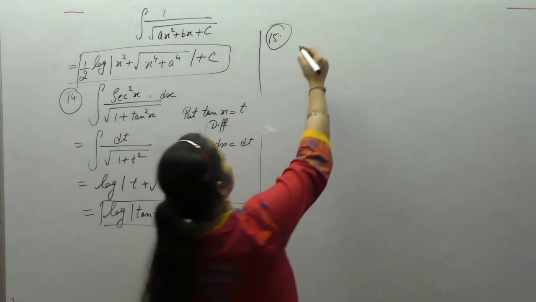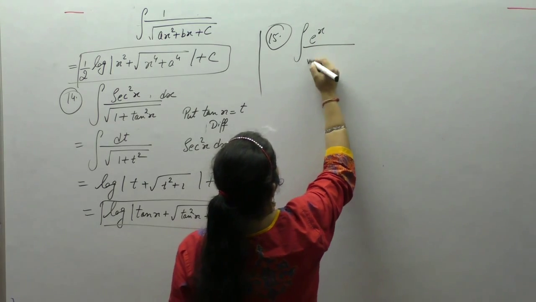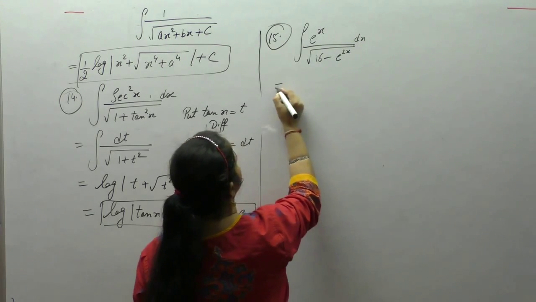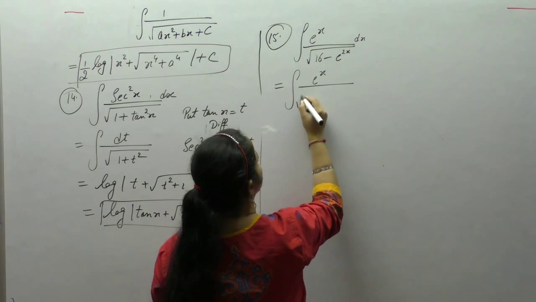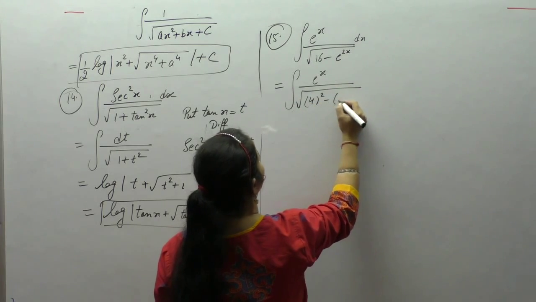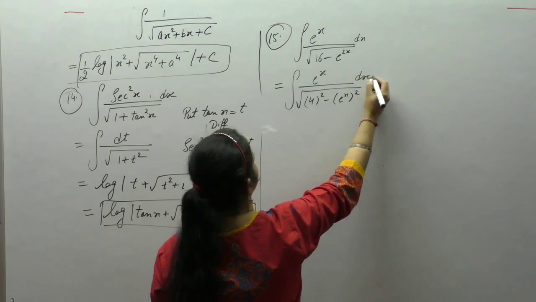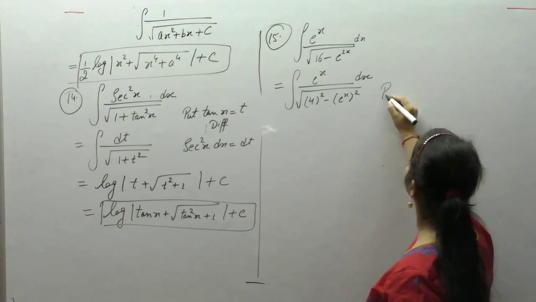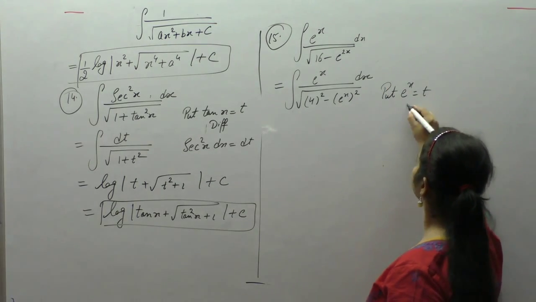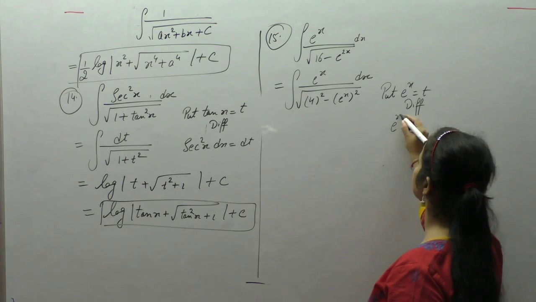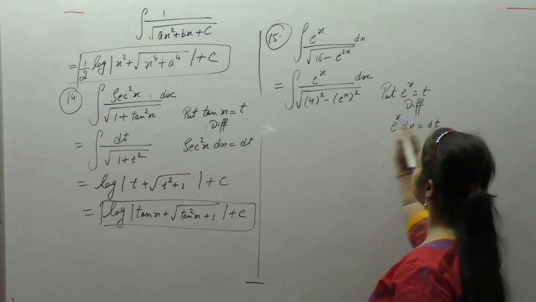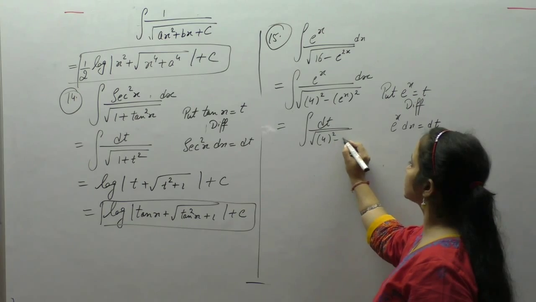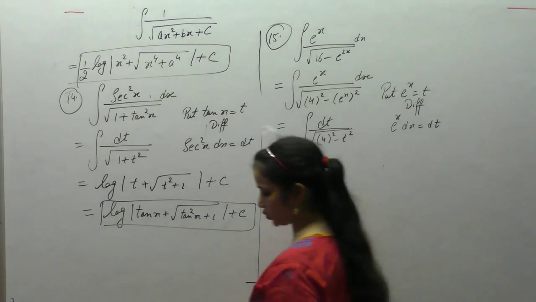Next is integral of e^x upon square root of 16 minus e^2x. We can write e^2x as (e^x) square, and 16 as 4 square, minus (e^x) square. Now the derivative of e^x is in the numerator, so put e^x as t. Differentiated, the derivative of e^x is e^x, so e^x dx is dt upon square root of a square minus x square.